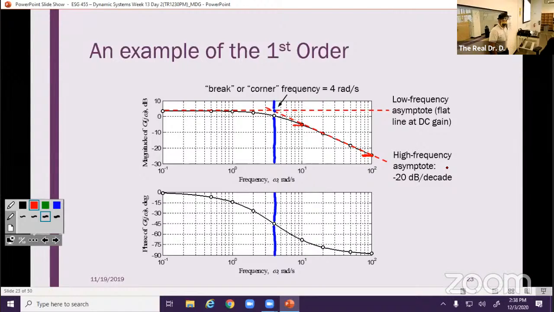Okay. That's a first order Bode asymptote. Next week, we will start off by talking about second order Bode asymptotes. And that's going to be a little bit different. As you guys probably guessed, since there were major differences between first and second order systems in the time domain, there are also major differences between first and second order systems in the frequency domain. Okay. Do you guys have any questions on asymptotes so far?